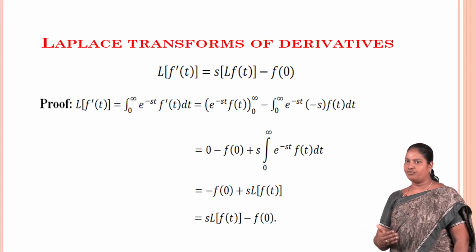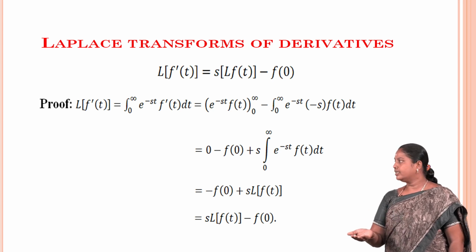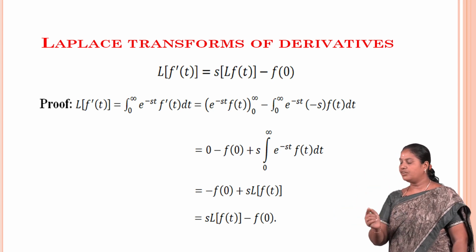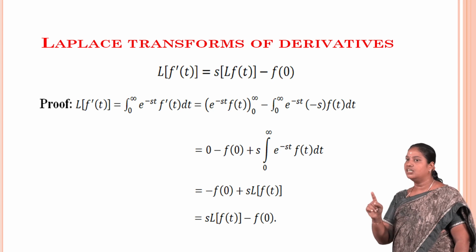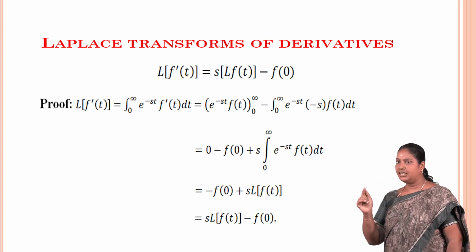So now we will see the proof of this property. So L of f'(t), by definition, what will it be? It is nothing but the integral from 0 to infinity of e^(-st), and in the place of f(t), we have to substitute f'(t). So it is nothing but e^(-st) into f'(t) dt.